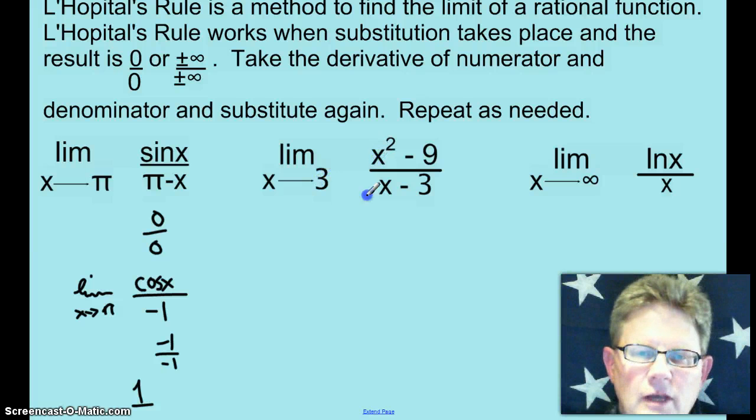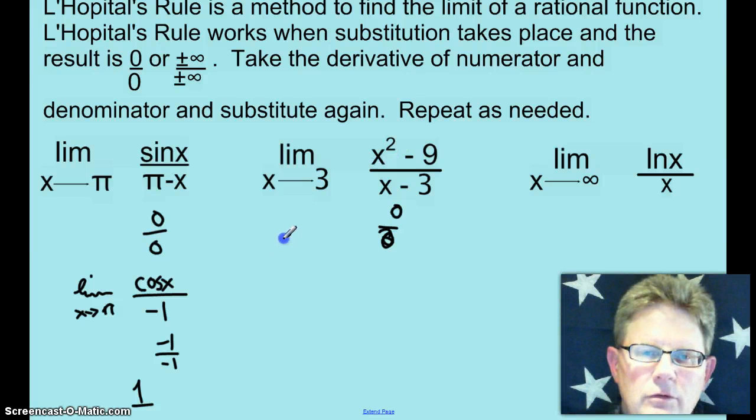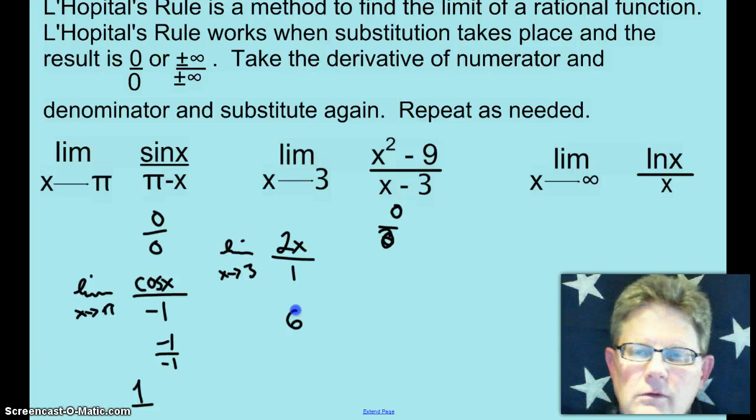Hey, let's try that again. When I replace, I get 9 minus 9 over 3 minus 3, 0 over 0. So we will take the derivative, 2x over the derivative of the denominator, 1. The limit as x approaches 3, that's going to be 6.